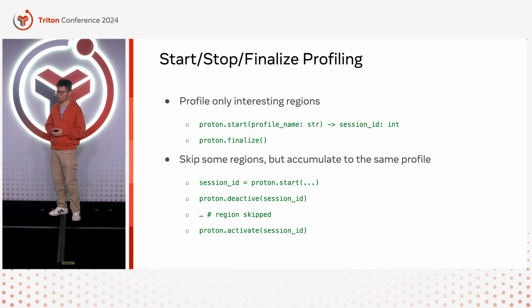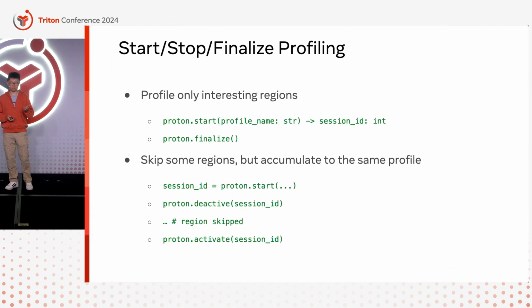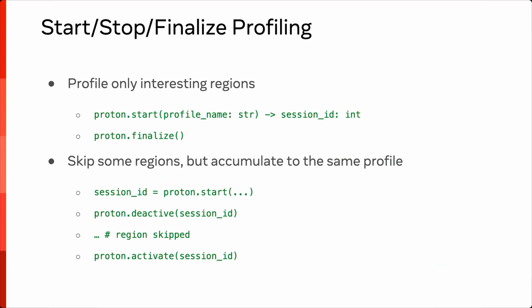At first, the first question we want to ask is, of course, how to start profiling. We can provide only interesting regions using Proton because sometimes your training workload or inference workload may be very complicated. There will be a lot of metrics or code regions you don't care about. We can just skip those regions in Proton. To start profiling, we call the Proton API, proton.start.